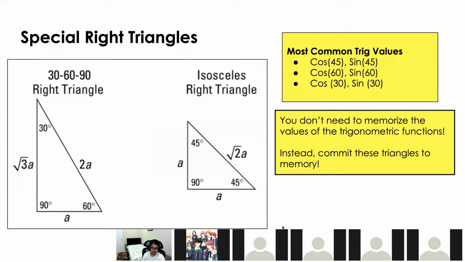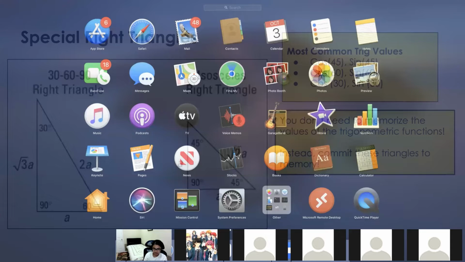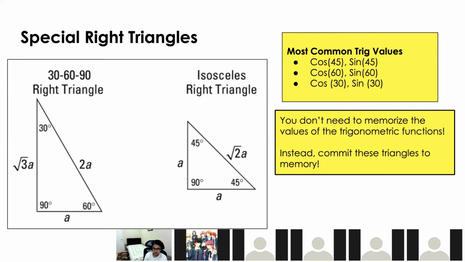Okay, so now let's look at something very important. This is called the special right triangles. Basically, these are called special right triangles because their ratios are very special. So the first triangle, it's when our angles are 30, 60, and 90. So in a 30, 60, 90 triangle, this will be the ratio of the sides. A is to root 3A is to 2A.